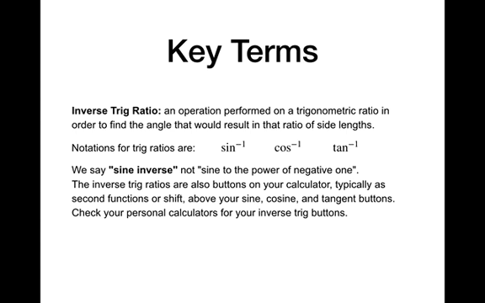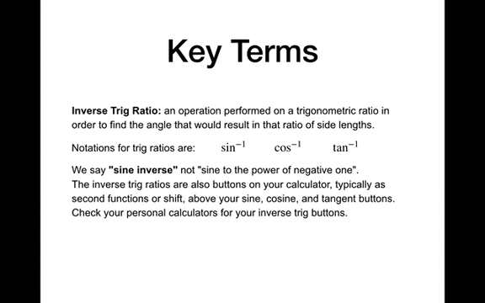So the big thing that you need to know for this one is the idea of what we call an inverse trig ratio, okay, and this is an operation performed on a trig ratio like sine, cosine, and tangent in order to find a missing angle, right? So you're basically trying to find that angle that would result in a particular ratio.